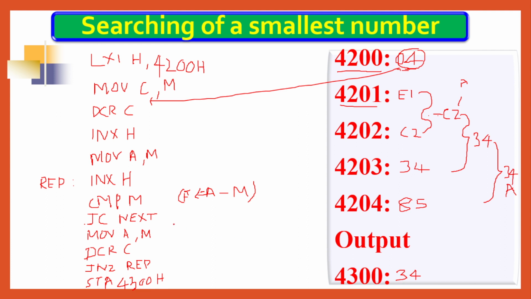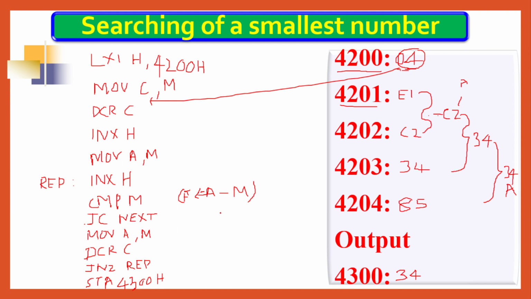So this is searching a smallest number. You can have a doubt about what will change for the largest number. For the largest number, only the algorithm changes: when you compare these two numbers, if no carry, the number is already the largest. If carry occurs, then only we have to exchange. So here, instead of JC we will use JNC. That's the only change we have for the largest number of a given array. Otherwise it will be the same.